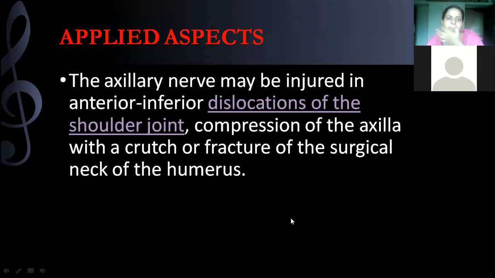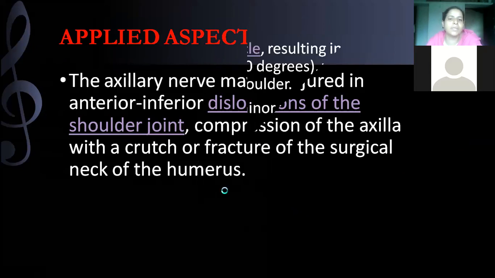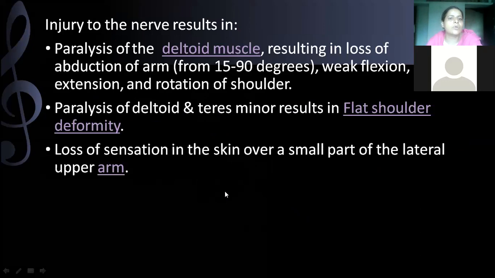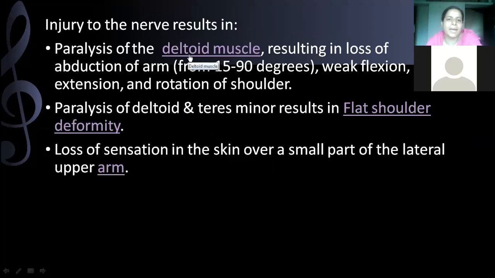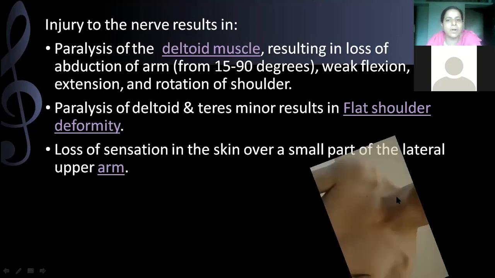Suppose the axillary nerve may be injured in case of dislocation of the shoulder joint, compression of axilla with a crutch, or fracture of surgical neck of the humerus. Obviously the muscles paralyzed will be deltoid muscle, teres minor will be paralyzed, and it may lead to a condition called flat shoulder. The shoulder becomes flat and there is loss of sensation over the area, like lateral upper arm.